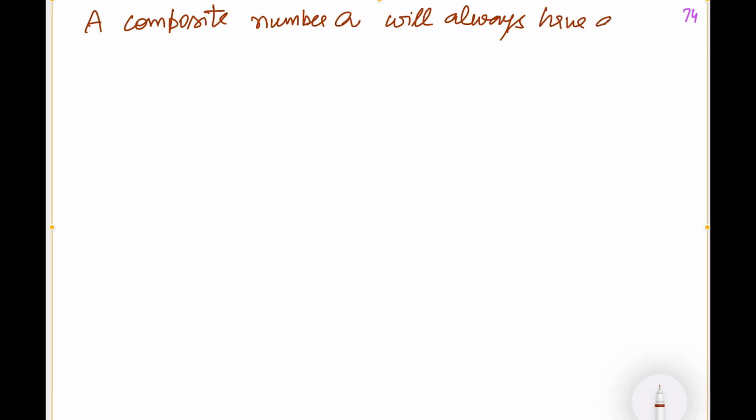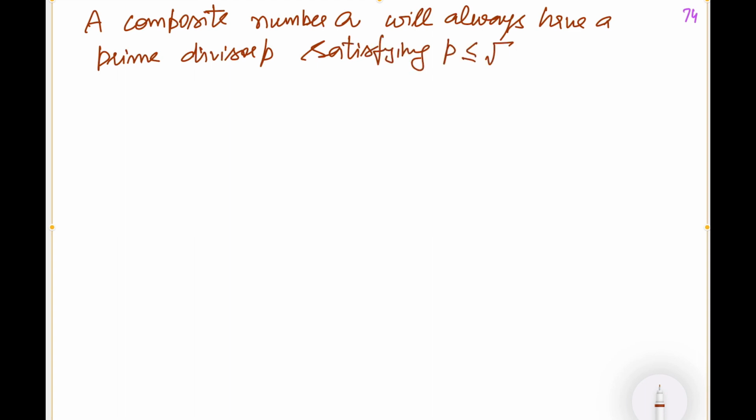The result is: a composite number a will always have a prime divisor p satisfying p less than or equal to the square root of a.